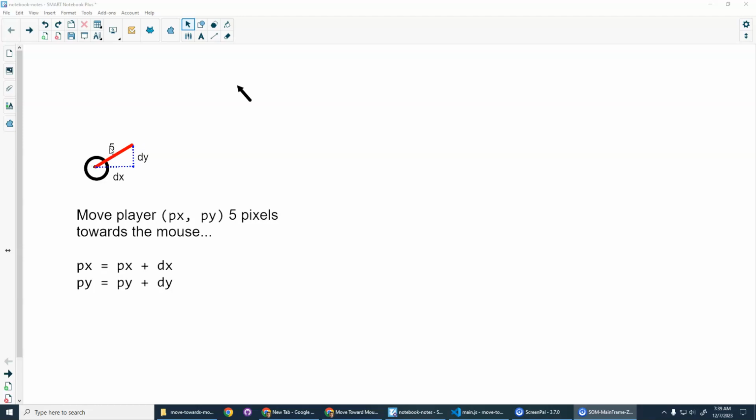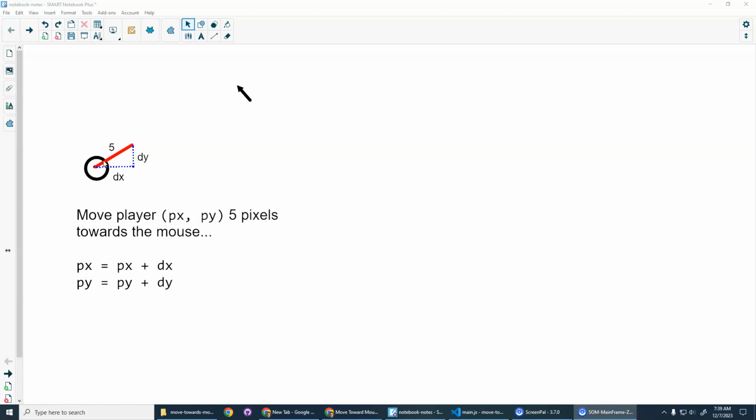So in this case I decided to have a speed of 5. So I'm going to move 5 pixels towards the mouse, and then I'm going to move another 5 pixels towards the mouse, and then another 5 pixels. Okay, and of course if you wanted to slow this down, you would have a speed of 2, or a speed of 8 to go faster. But the idea is that you're moving at a uniform speed, right? You're always moving the same distance towards the mouse.